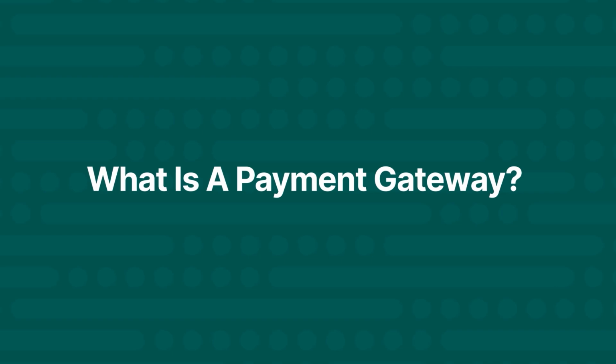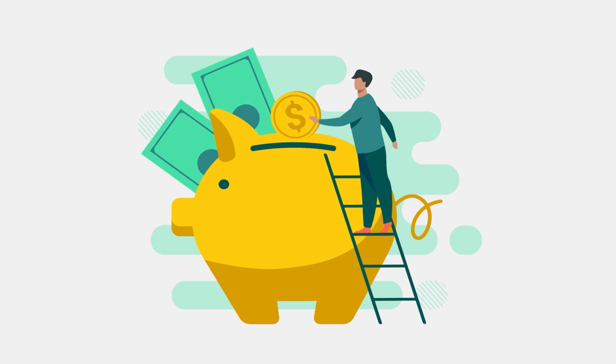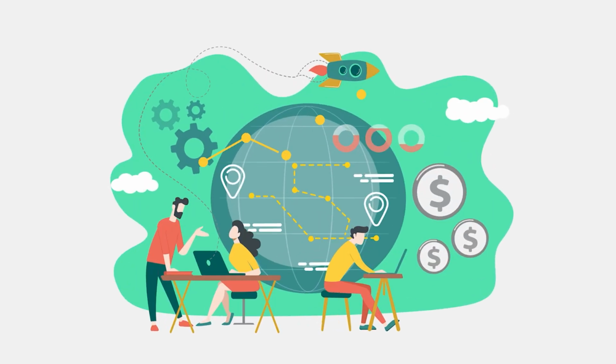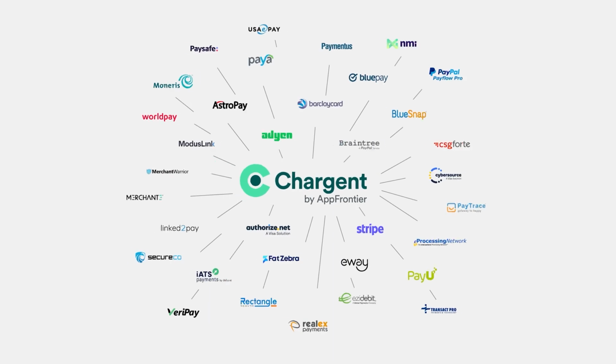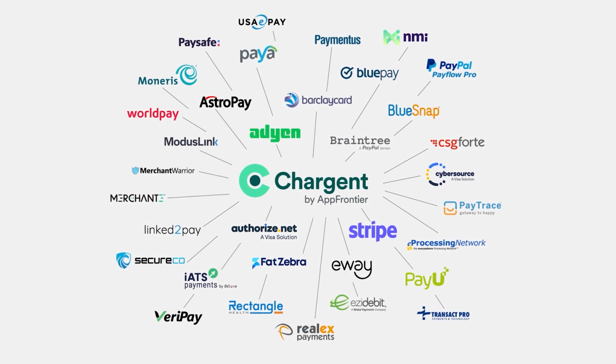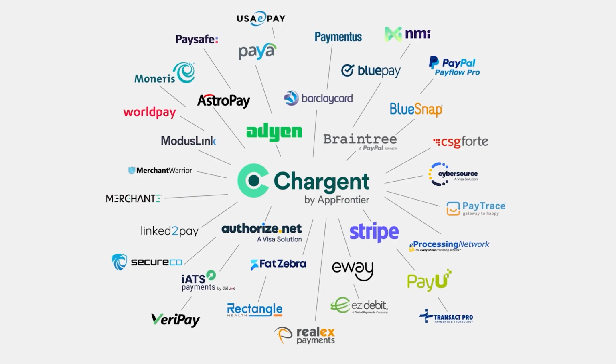What is a payment gateway? A payment gateway is your business's connection to the financial world, ensuring secure transactions tailored to your needs. And as your business grows, you'll notice that there's no one-size-fits-all payment solution. Simply put, working with customers in multiple countries using various currencies and payment methods, it demands flexibility. You'll likely need more than one payment gateway, and Chargent makes it easy to do that with over 30 direct payment gateway integrations, including Stripe, Adyen, Braintree, and Authorize.net.